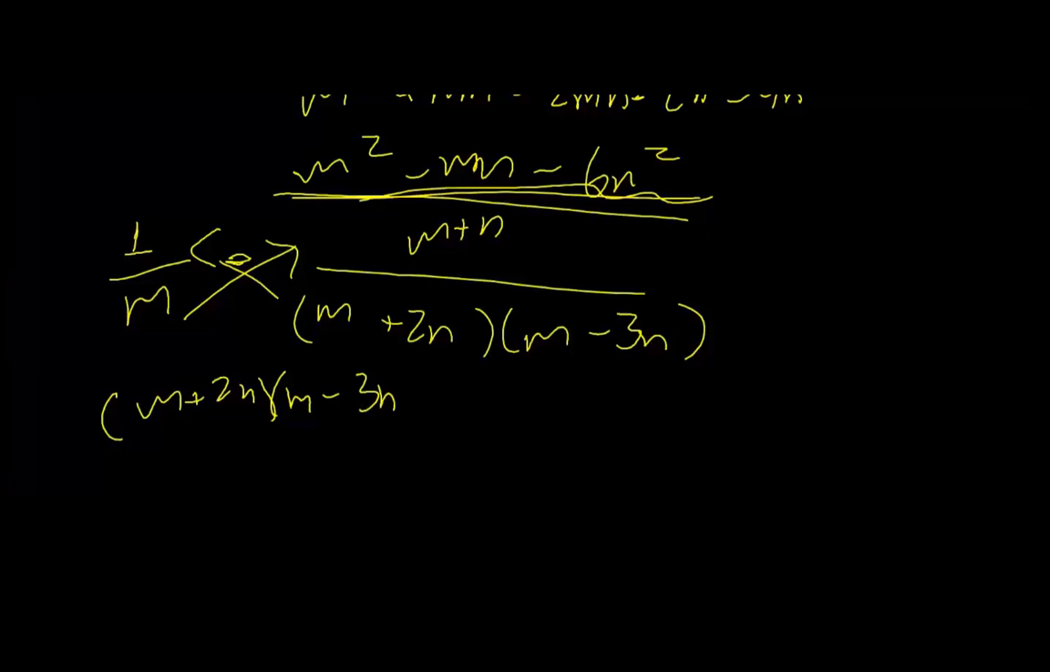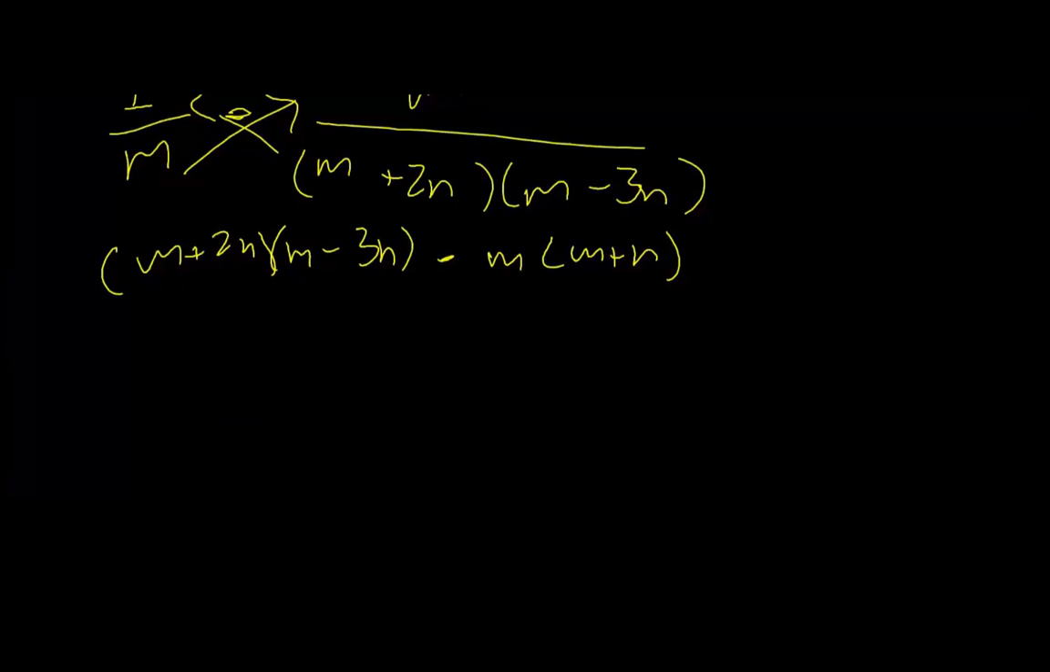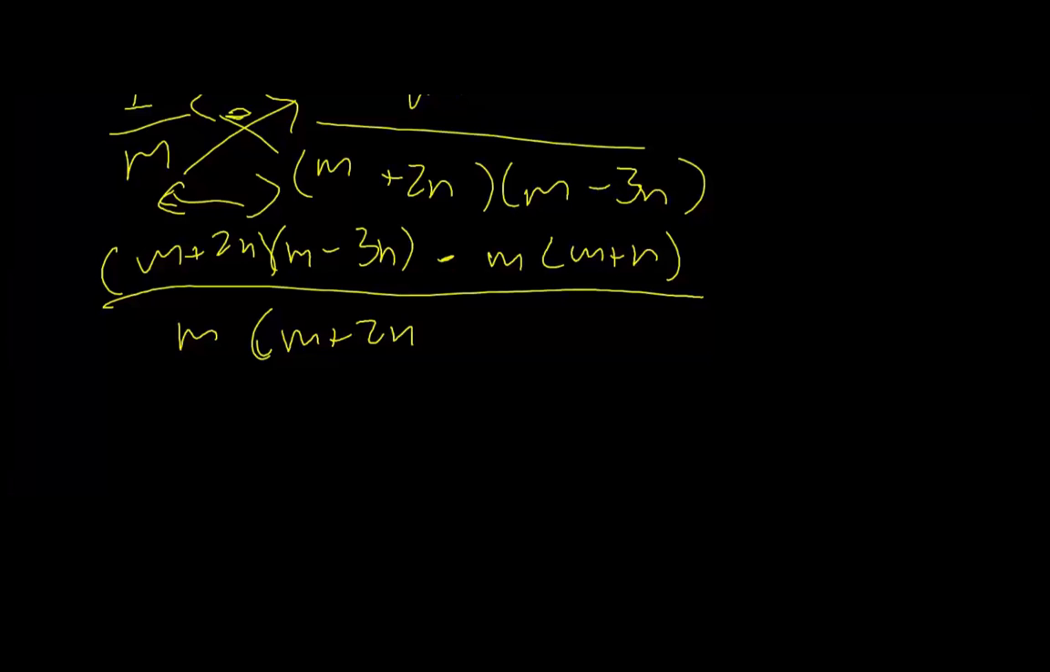M minus 3n minus m times m plus n, and the denominator should also stay the same. So we're just multiplying horizontally right over here. So m times m plus 2n times m minus 3n.